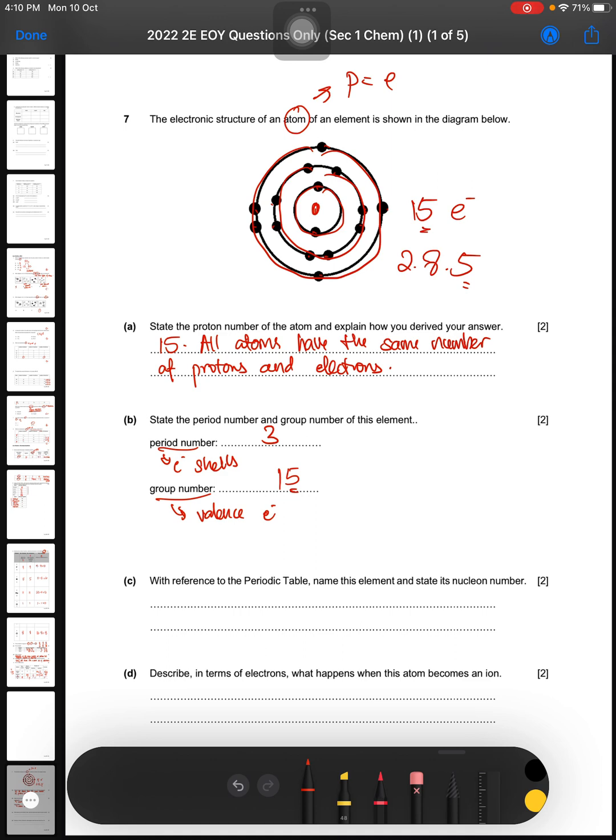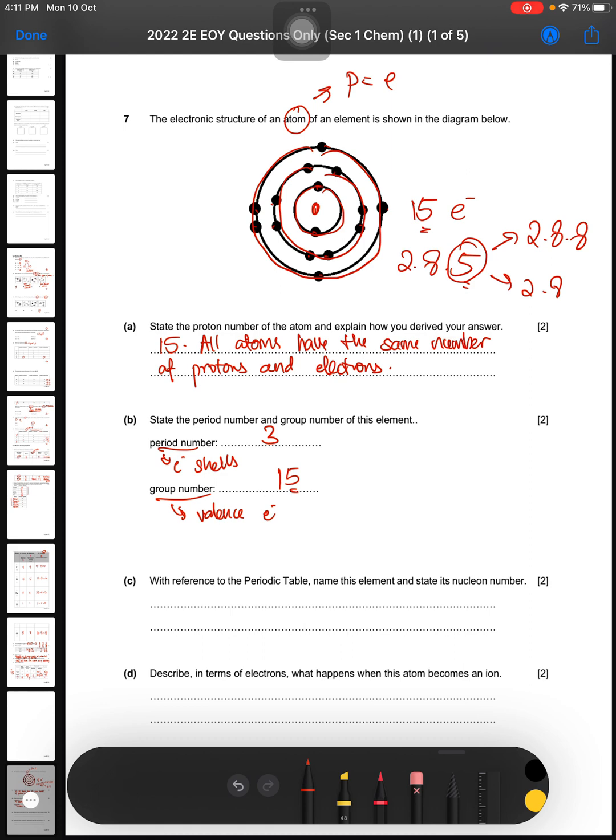And D, describe in terms of electrons what happens when this atom becomes an ion. I want you to look at the electronic configuration. Oh, it's back. 2, 8, 5. So over here it is not stable because the outermost shell is not fully filled, right? So it would either gain 3 electrons to become 2, 8, 8 or lose 5 electrons to become 2, 8. Remember I mentioned in class that atoms in nature tend to always want to find shortcuts. So in this case, it is easier to gain 3 rather than to lose 5. So it will gain 3 electrons.